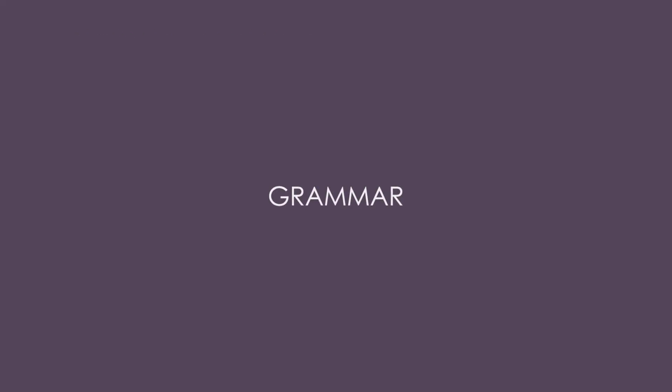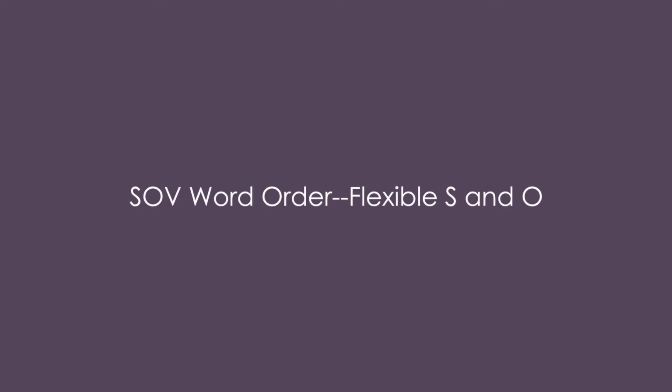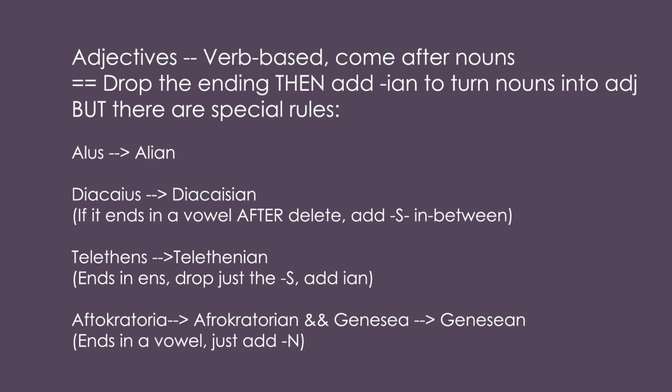Telethenian has subject, object, verb order. This is the same as Japanese and kind of Latin, I believe. The adjectives in Telethenian are verb-based, and because the verbs come after subjects and objects, they also come after our nouns. In order to form an adjective from a verb, you take the verb, you drop the ending, and then you add IAN to the end.